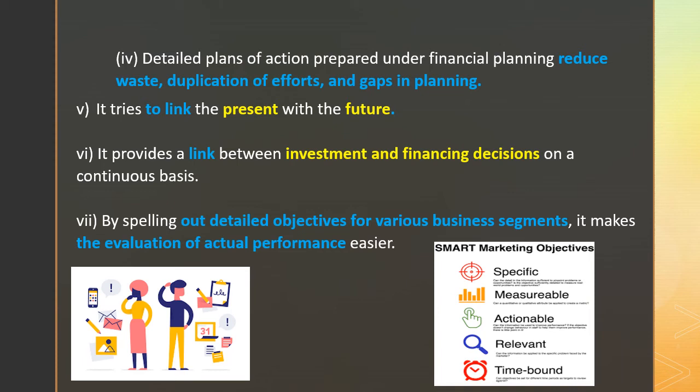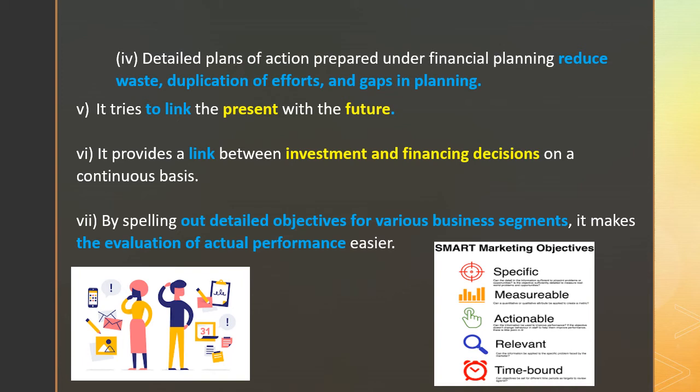You are reducing the wastage and duplication of efforts. Why? Because your plans are perfect, you have already put into action telling which department wants how much money. So there's nowhere wastage or duplication of work going to take place if you are planning your money really well. The fifth one is it tries to link the present with the future. You may think why these colors are different here.